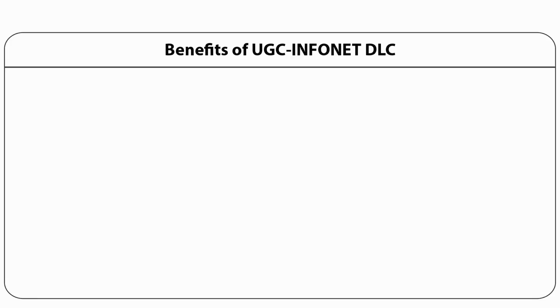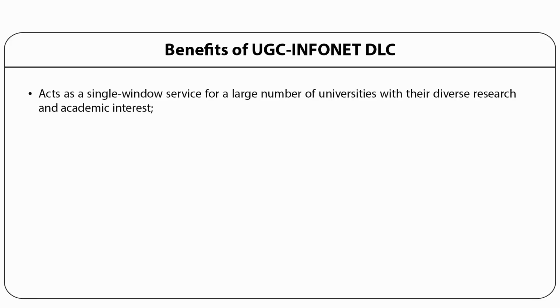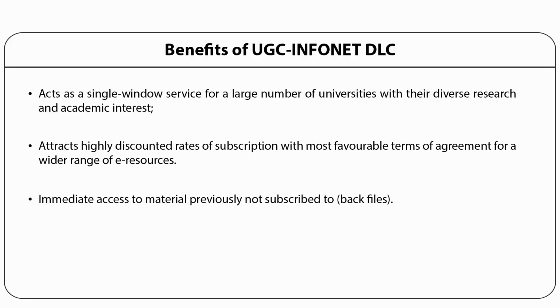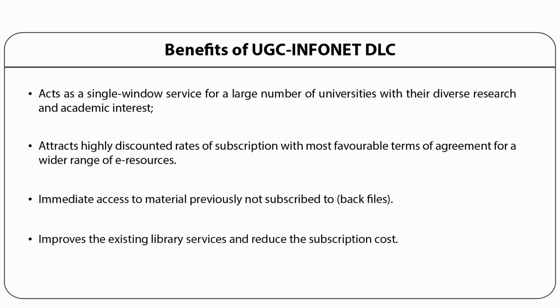The UGC-INFONET Digital Library Consortium acts as a single window service for large number of universities with their diverse research and academic interest. It attracts highly discounted rates of subscription with most favorable terms of agreement for a wider range of resources. It also provides immediate access to material previously not subscribed in terms of back files. It also improves the existing library services and reduces the subscription cost. It also helps to improve the research productivity of the beneficiary institutions.